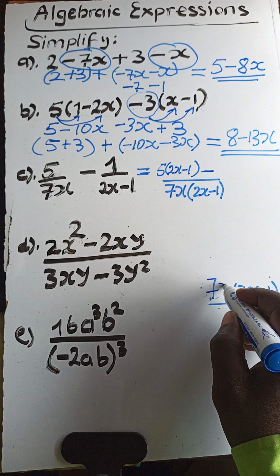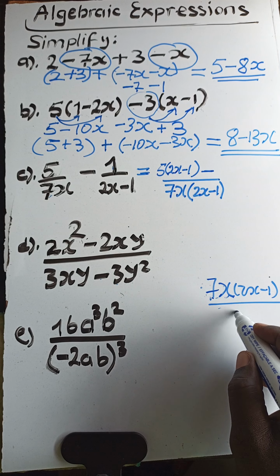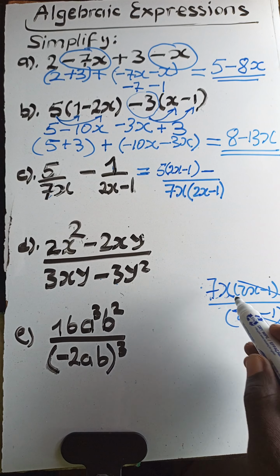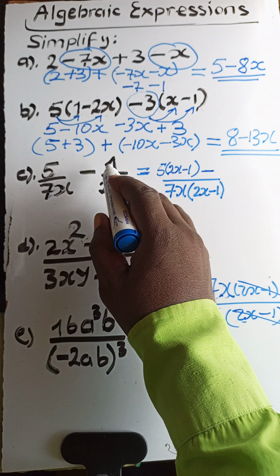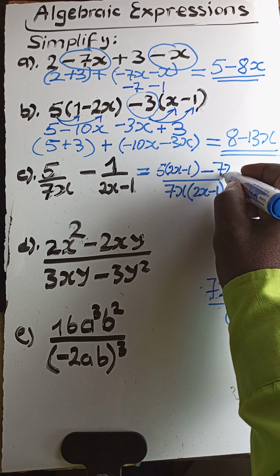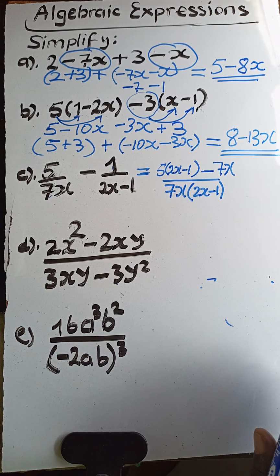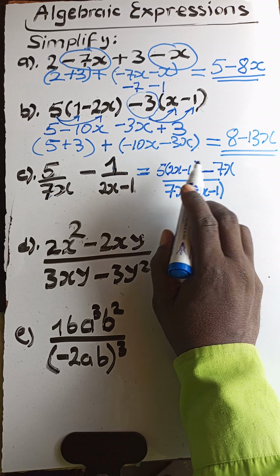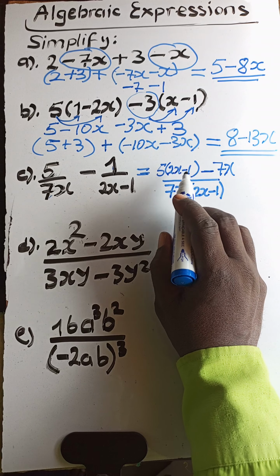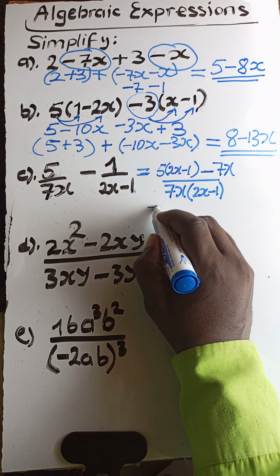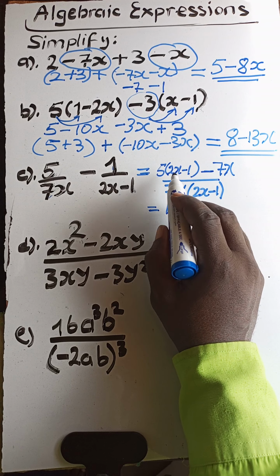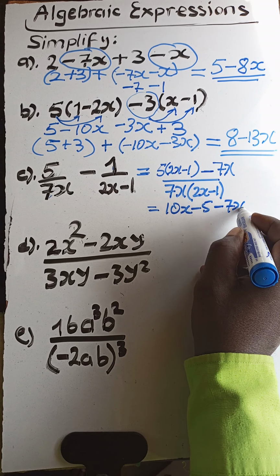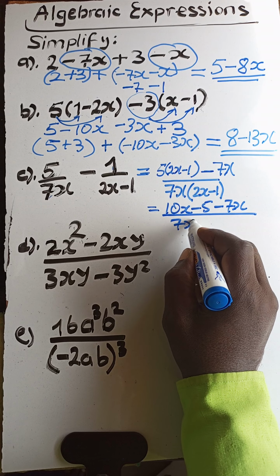So we have 7x, the LCM, this LCM divided by 2x minus 1. 2x minus 1 cancels. We're left with 7x. So we multiply by 1 is 7x. Now we have to open this bracket with respect to 5. This 7x has nothing to do with this bracket. So 5 times 2x, we have 10x. 5 times negative 1, negative 5, minus 7x, all over our LCM.